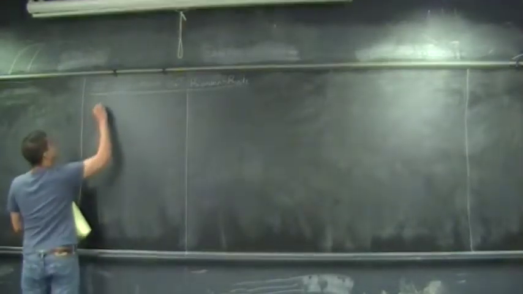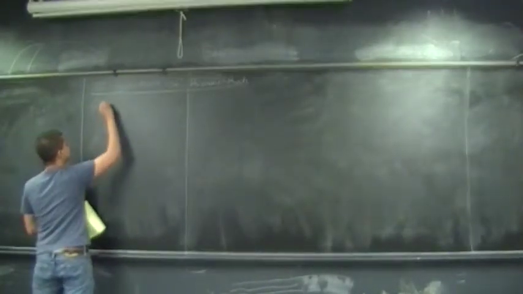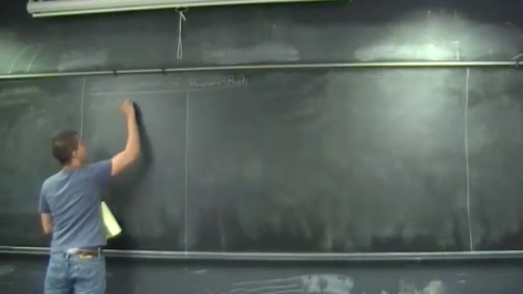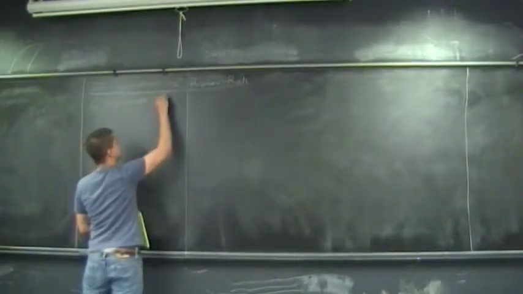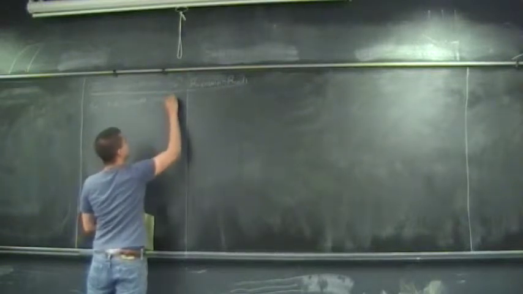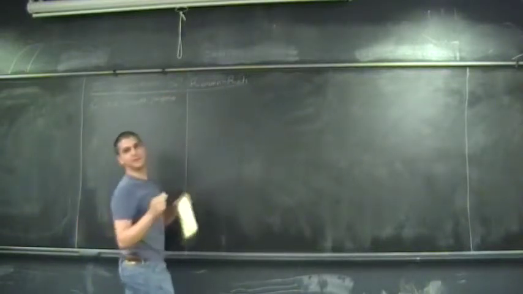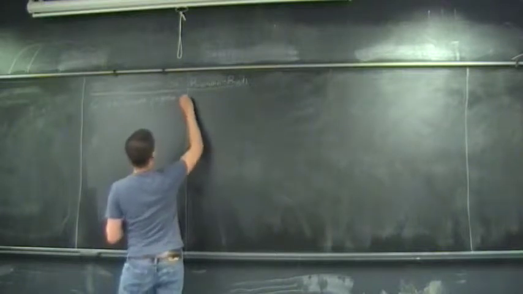So for the moment, let's let C be a smooth projective curve. And we could loosen these things if we want to, but we won't need to for any of our applications, so we're not going to.